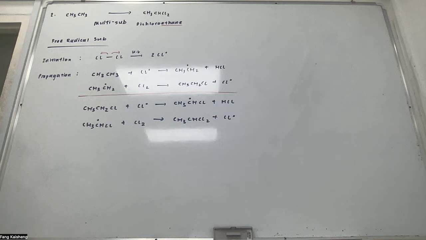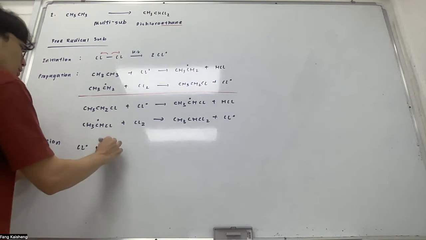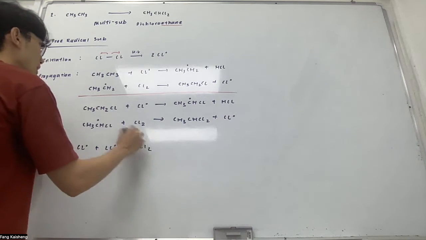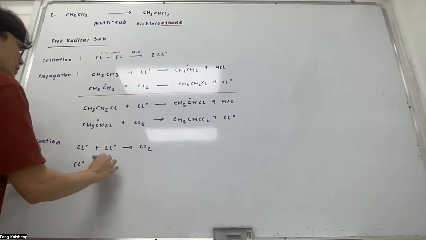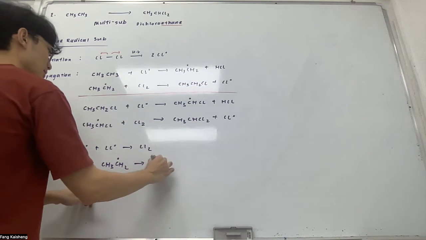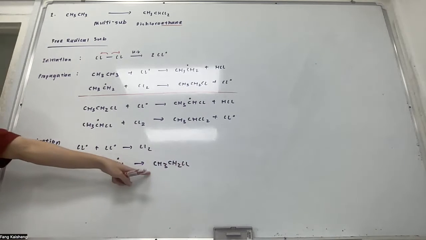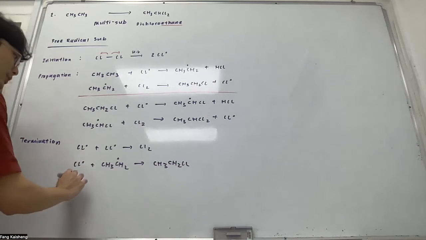Then for termination, I don't think this is very difficult. Combine any two radicals together. As long as we have three equations, we should be safe. I know here there are more than that. So Cl plus Cl gives you Cl2. Cl plus the other radical will give you CH3CH2Cl. There's another way you can form this product in the termination step as well.